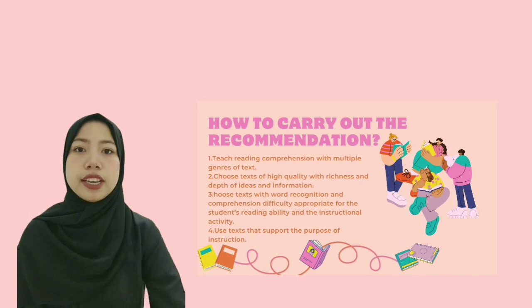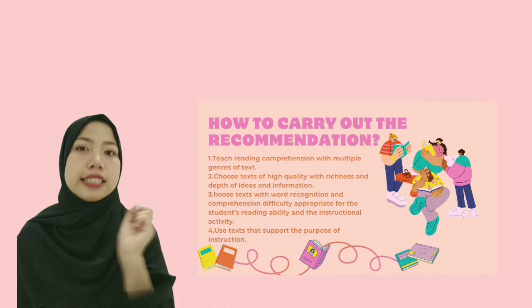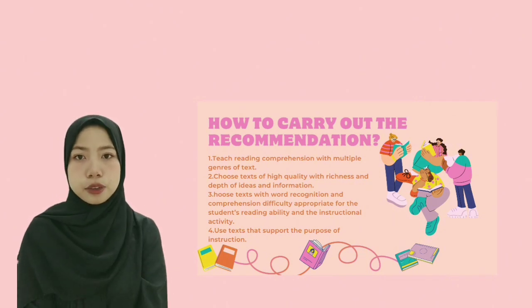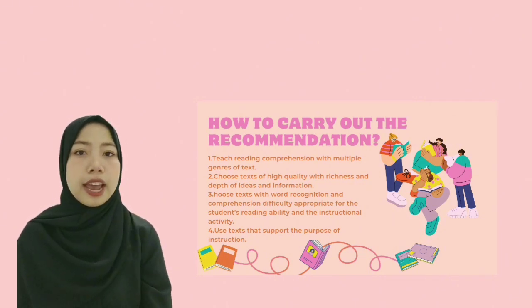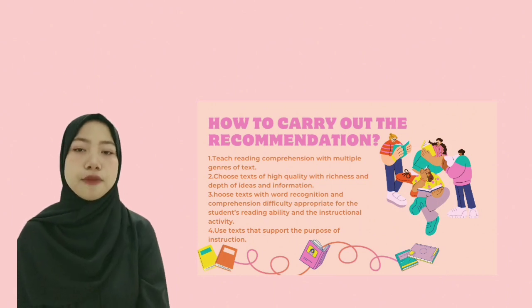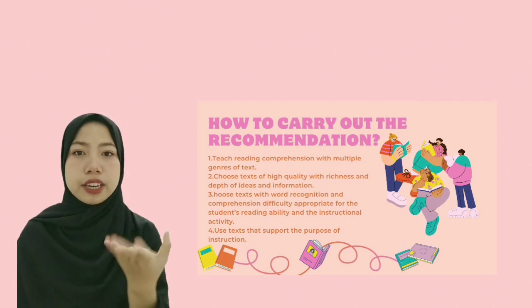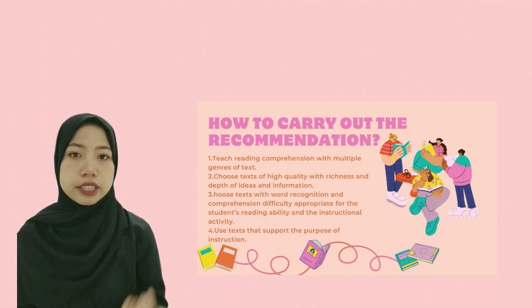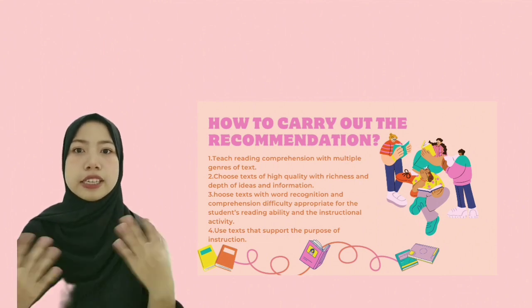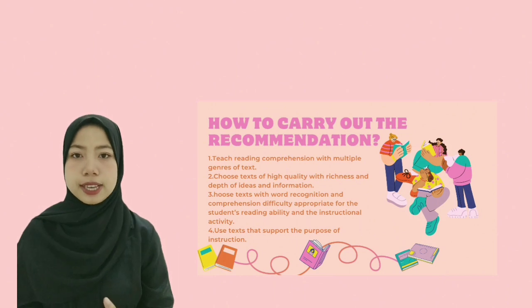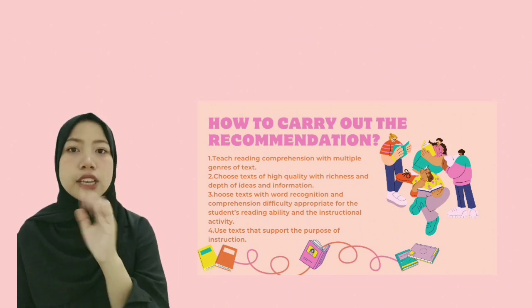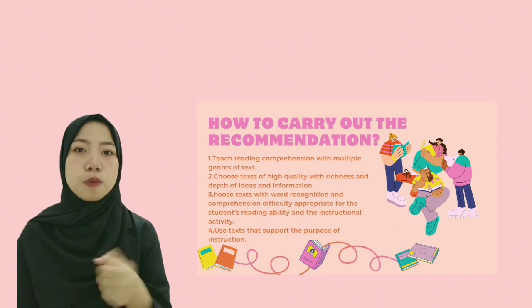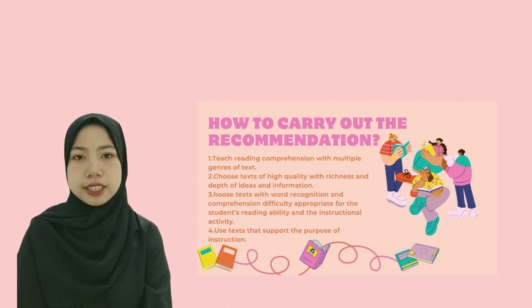First, teach reading comprehension with multiple genres of text. Second, choose text of high quality with richness and depth of ideas and information. Third, choose text with word recognition and comprehension difficulty appropriate for the student's reading ability and the instructional activity. The fourth, use text that supports the purpose of instruction.